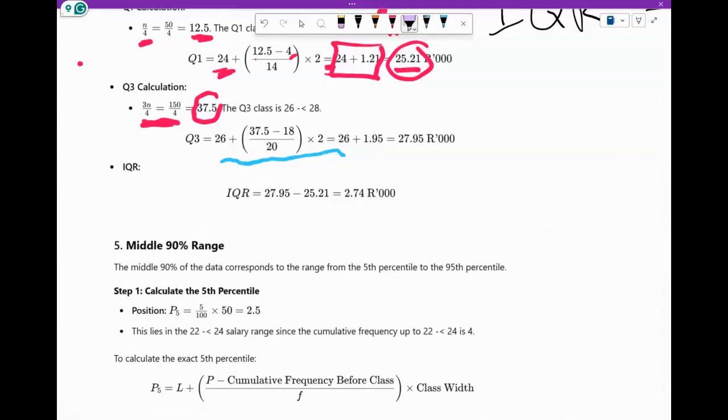Then again, here they've simplified what we have before the equal sign. And then our final answer is 27.95 for Q3. Remember, we are not yet done. In order to find the interquartile range, we know it's the difference between Q3 and Q1, which is what we're now doing here. This is Q3, and this is Q1. And so our final answer is 2.74. Okay.